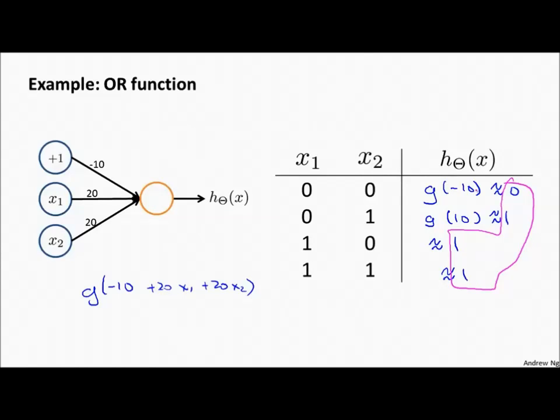In the next video, we'll continue building on these examples and work through a more complex example. We'll show you how a neural network with multiple layers of units can be used to compute more complex functions like the XOR function or the XNOR function.